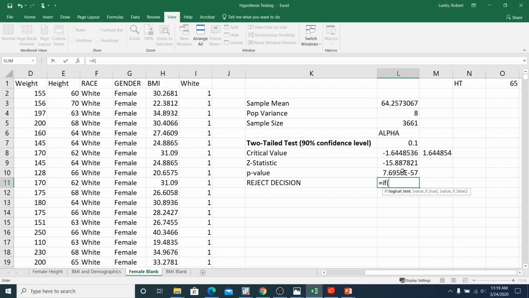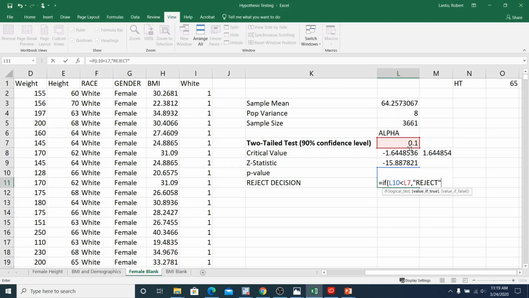So we have all this set up to calculate our p-value. Let's say we're going to test it against this alpha value. If the p-value is less than that alpha, I want you to put in the word reject. When you tell it to put in a word, you have to put it in quotation marks, so that's why I have quotations around the word reject.